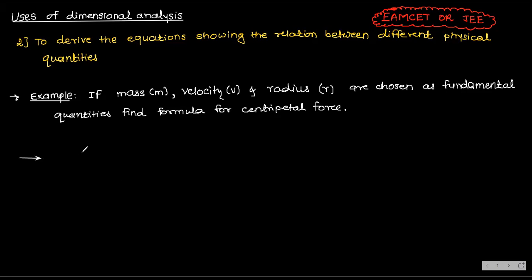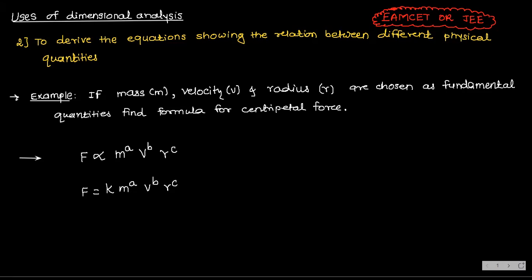First we will assume the relation that F is directly proportional to m power a, v power b and r power c. We don't know what the relation between these is, that's why we have assumed like this. Now I'm adding one proportionality constant. So F is equal to K into m power a, velocity power b and radius power c.